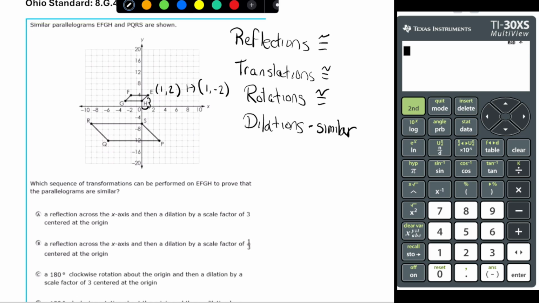Then you dilate by a scale factor of 3. What does it mean to dilate by a scale factor of 3? That means you just multiply both numbers in your coordinate by 3. 1 times 3 is 3. -2 times 3 is -6. So now we go to (3, -6). And we say, is there a point there? Bam. There is.